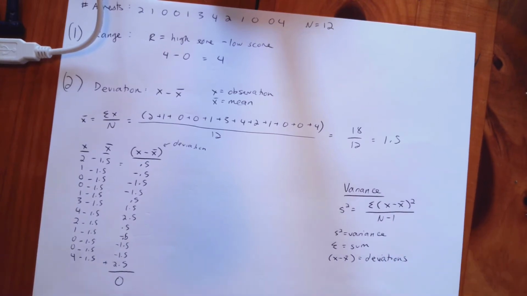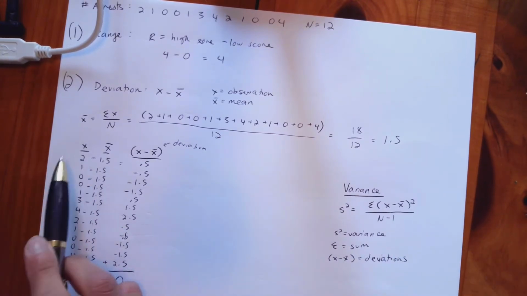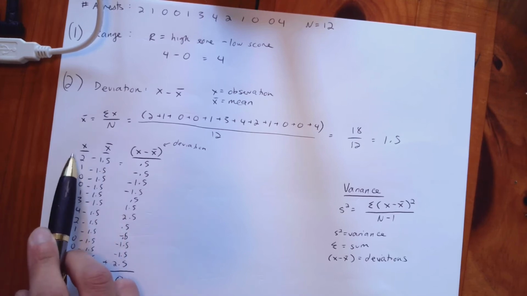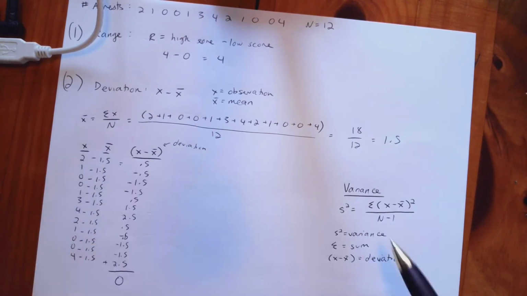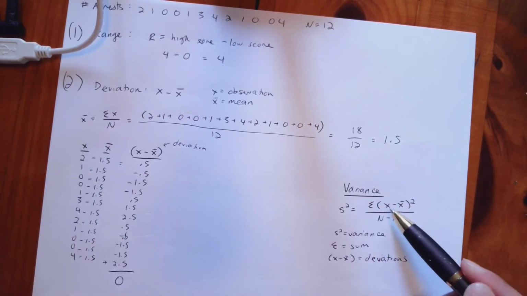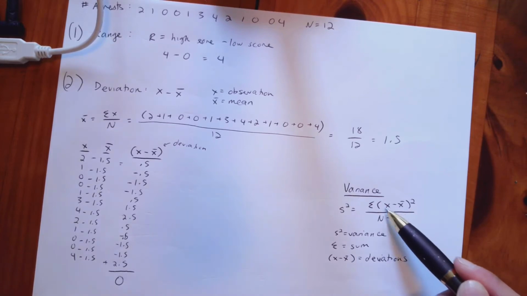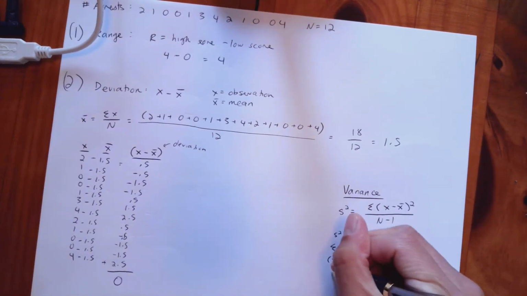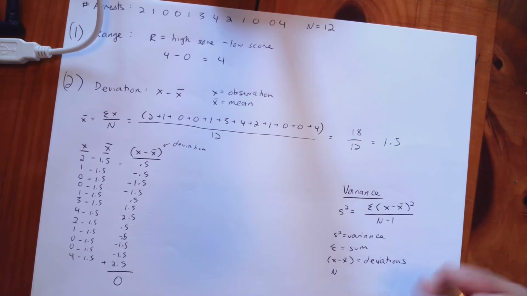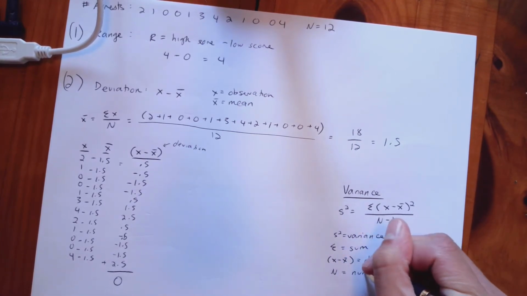And you can see when we subtracted the mean from each of the different observations, we got something called x minus x bar. So that's what's appearing right here. We're subtracting the mean from each of our different observations. And then the final component in our variance formula is n, which is the total number of observations again.